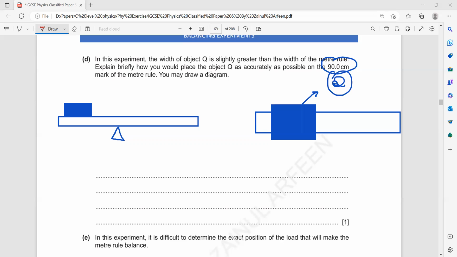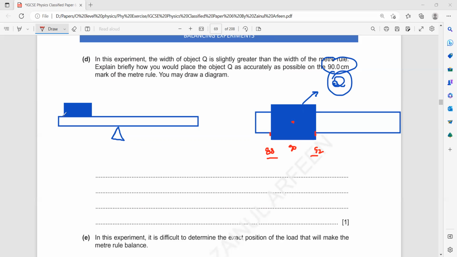So what we can do is take the average of the two values. For example, if this is say 88 and this one is 92, the average of the two values should be equal to 90. When we place the meter rule and take the average of the two readings, before and after, the average of the two readings should be 90. So we can identify that the center will lie at the 90 centimeter mark.